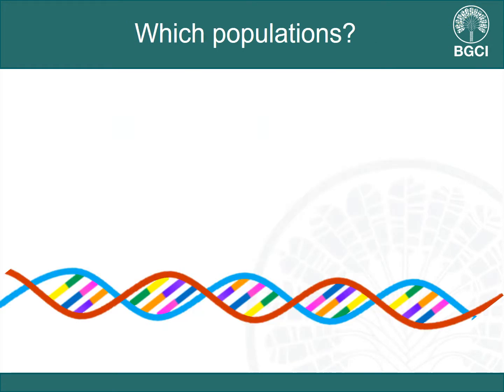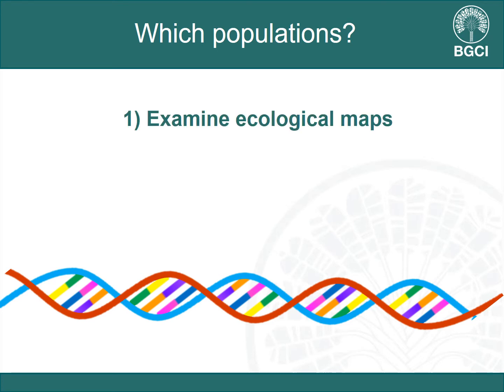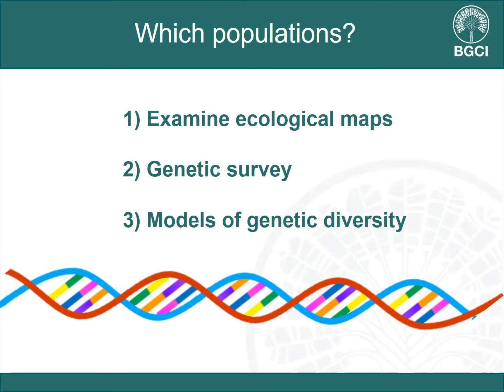Now, how to choose which populations to sample from. The basic rule is to sample with wide spatial coverage. Sampling evenly across a species range is an excellent start, as in the example of Shinnery oak or the Kentucky coffee tree that I just mentioned. There are 3 more sophisticated ways to choose populations, and I will explain each. Using ecological maps, using a genetic data survey, and using genetic models.